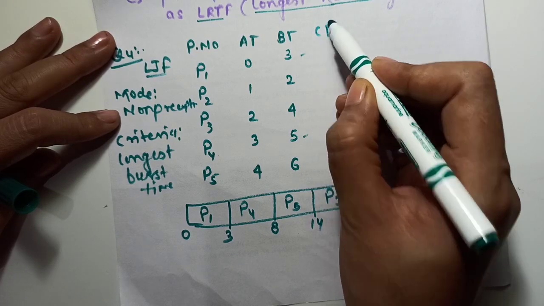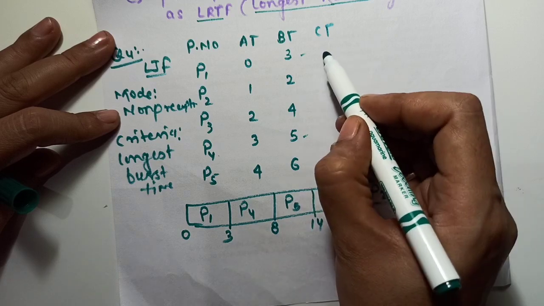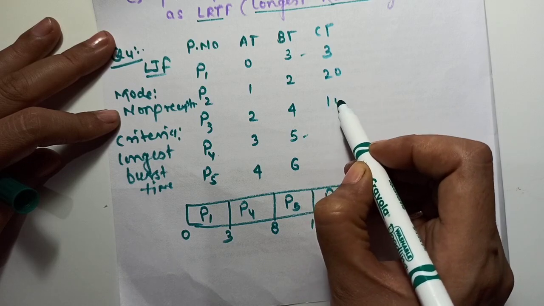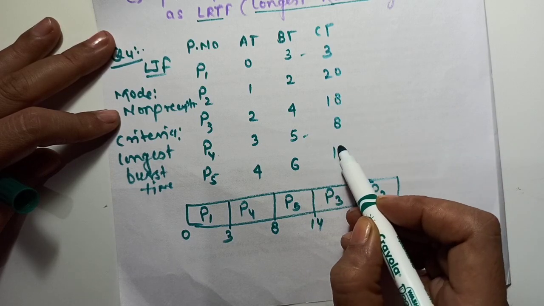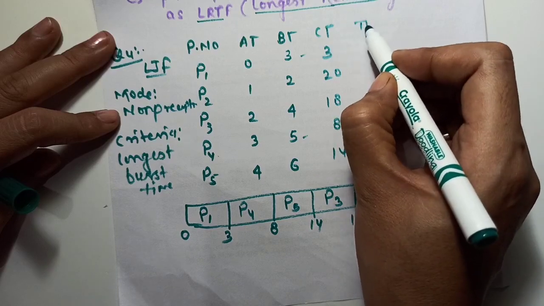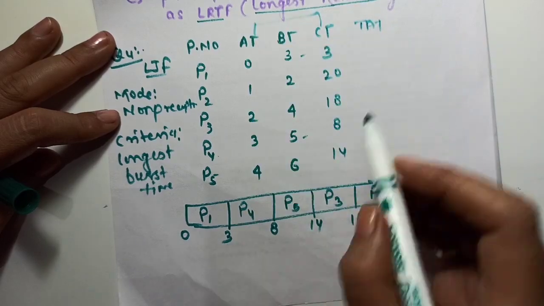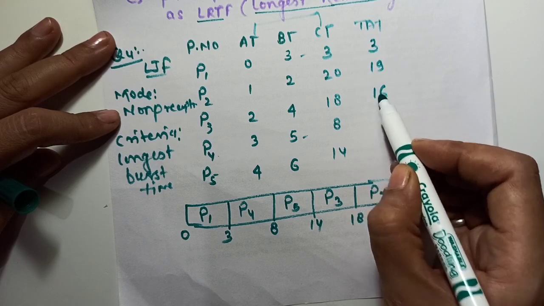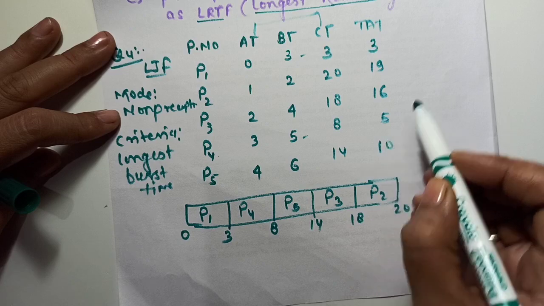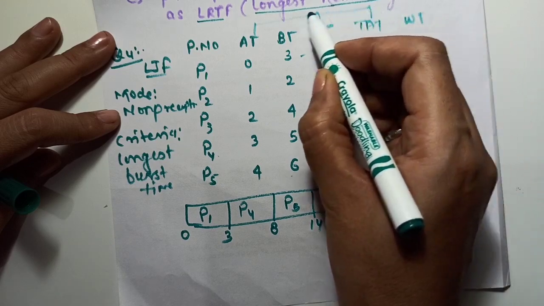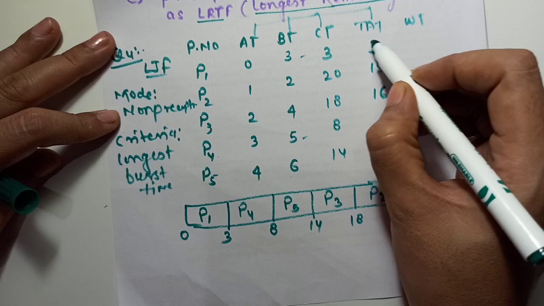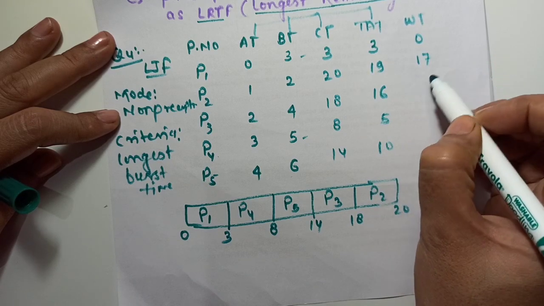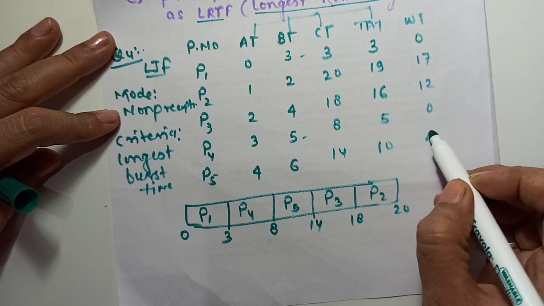Here let's calculate the average turnaround time and average waiting time. Let's first calculate the completion time. The completion time of P1 is 3, P2 is 20, P3 is 18, P4 is 8, P5 is 14. What is the turnaround time? This is completion time minus arrival time. So 3 minus 0 is 3, then 19, 16, 5, 10. About waiting time, it is turnaround time minus burst time. So 3 minus 3 is 0, 19 minus 2 is 17, then 12, then 0, and then 4.